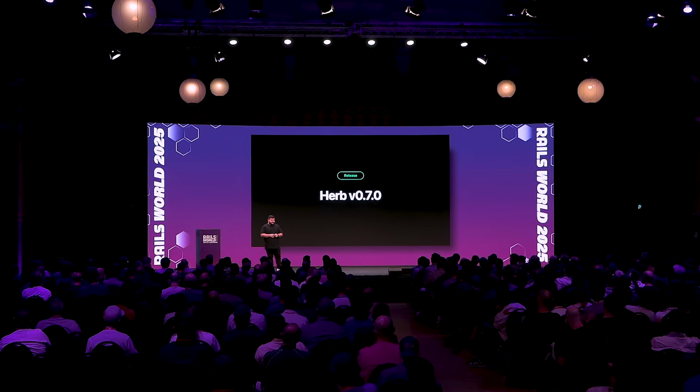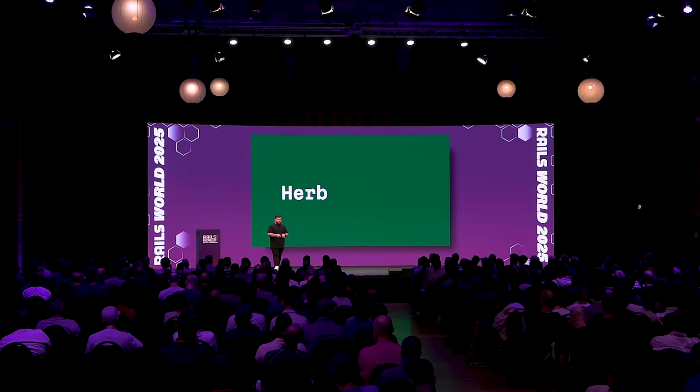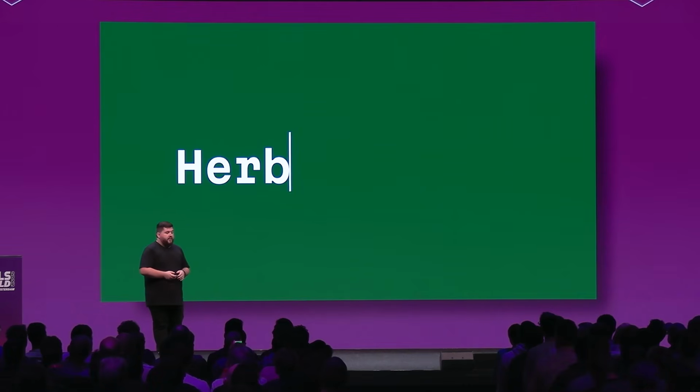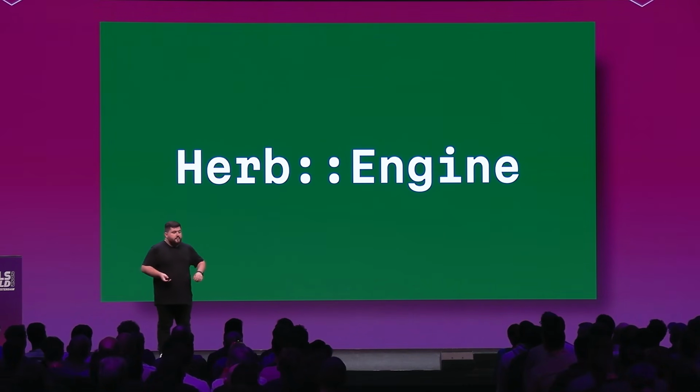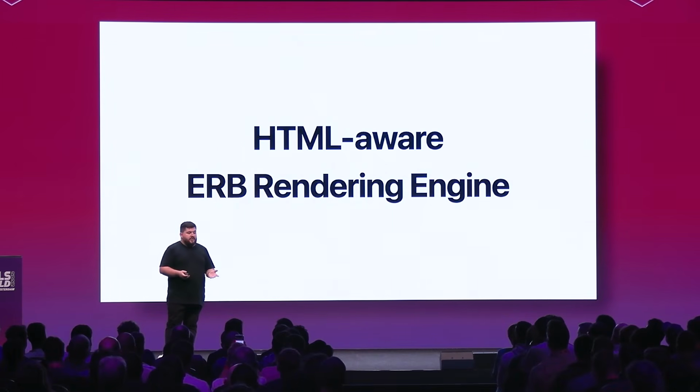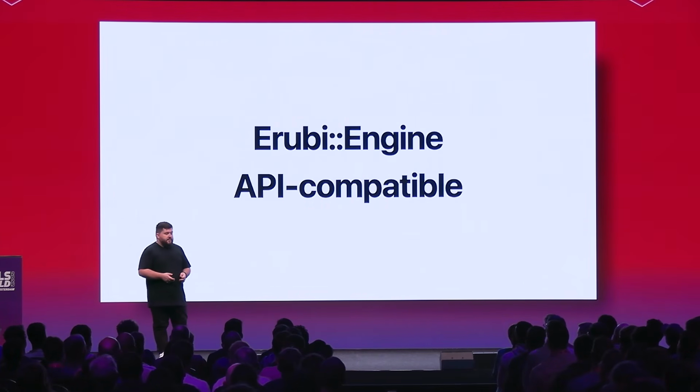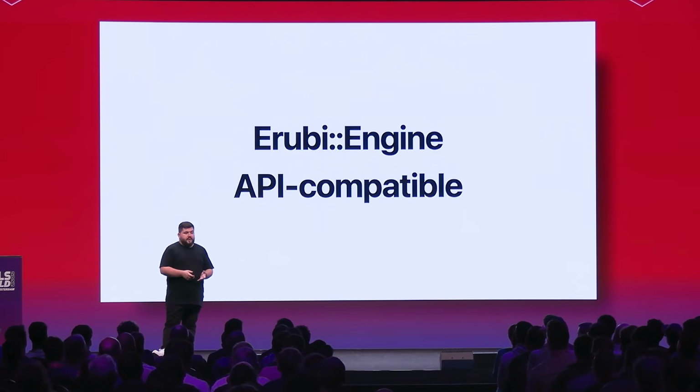So I have a new release today, which is Herb 0.7. And Herb, this new version of Herb ships a new ERB engine. This ERB engine is HTML aware, and it can render ERB. It is designed to be ERB engine compatible, so you can use the same interface to call ERB.